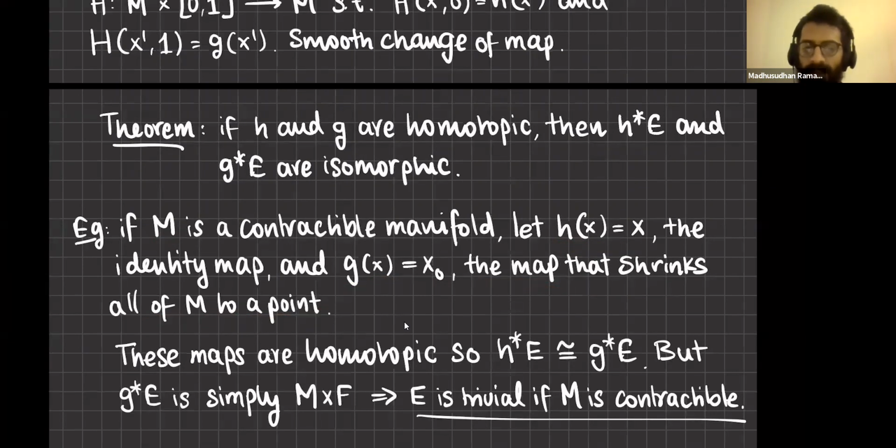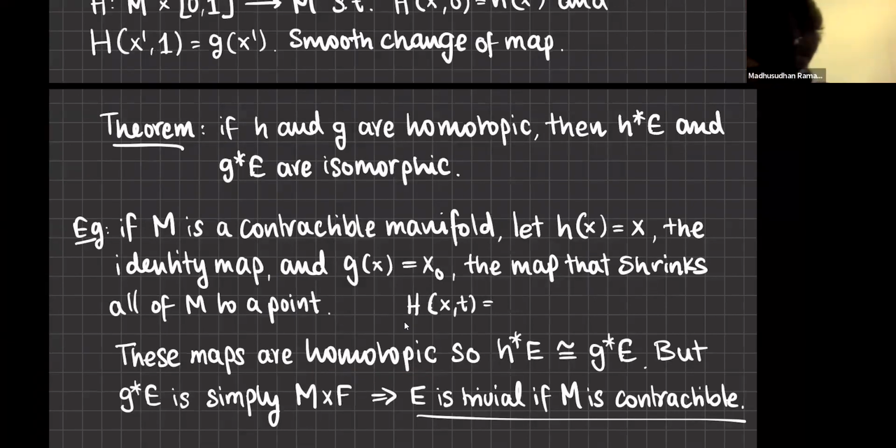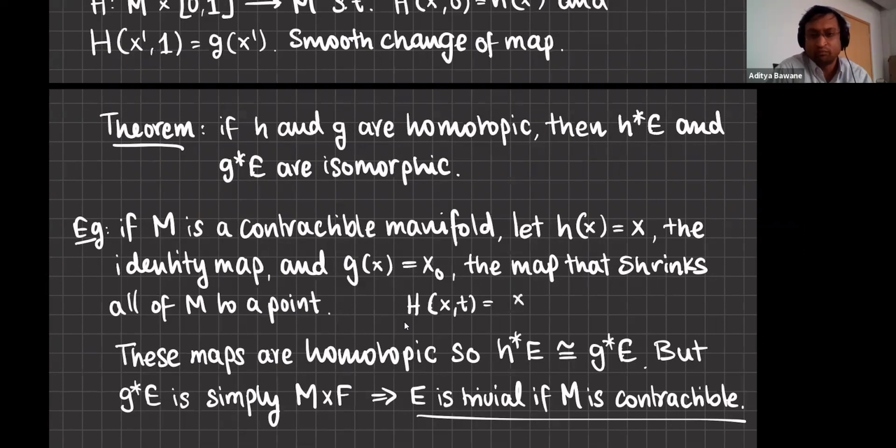Now these maps are homotopic. The reason is that I can write down a function H that is the following. H takes x and t, and we'll define this in such a way that at t equals 0 it is x. This is a standard thing that people do: H of x and t equals (1 minus t) times x plus t times x0.